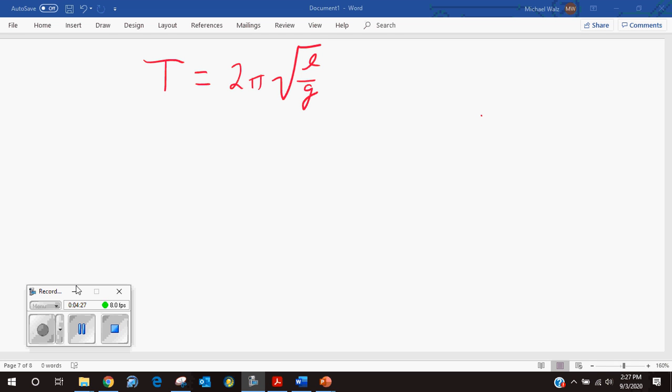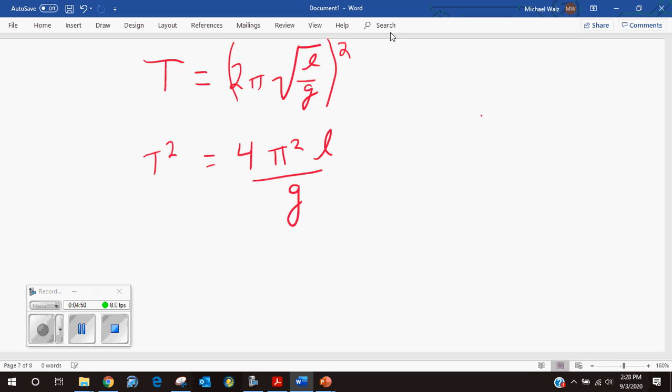I guess the way I would do this is to get rid of this radical first. So the opposite of a square root is a square, right? But you got to do that to everything on both sides. So your second line would look like period squared is equal to 4 pi squared times L over little g. Any questions about that math?